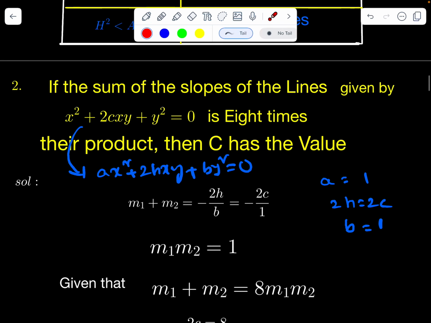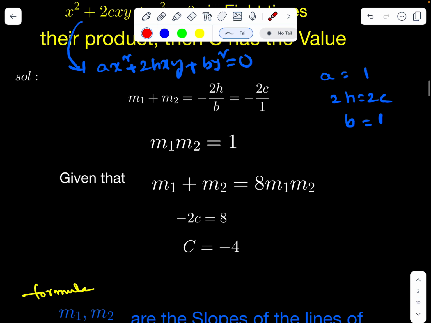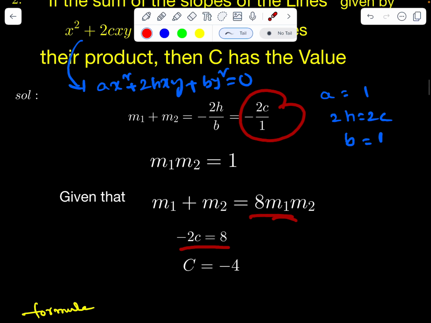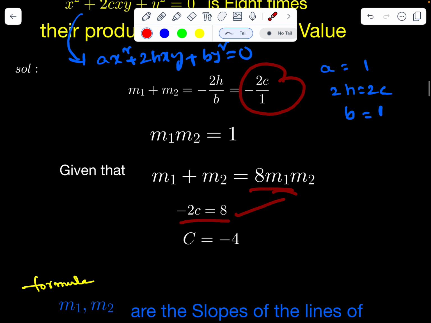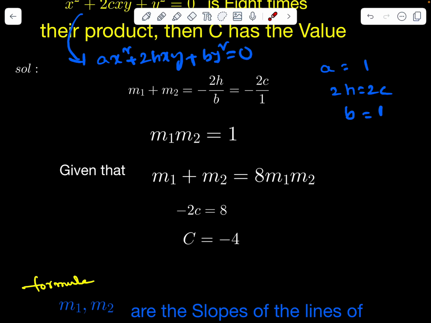Therefore, the product of the slopes m1m2 is equal to 1 by 1, that is a by b. Given that m1 + m2 is equal to 8 into m1m2. Therefore, −2c is equal to 8 into m1m2, that is 8 into 1. Therefore, c is equal to −4.